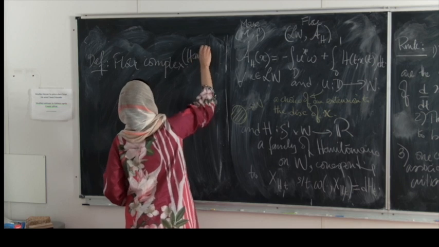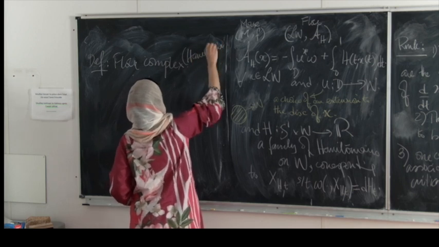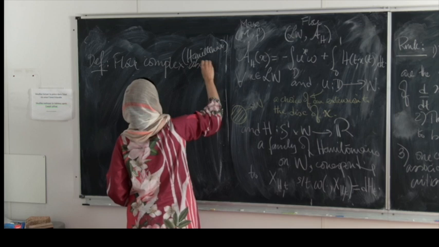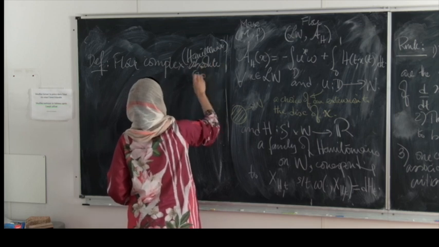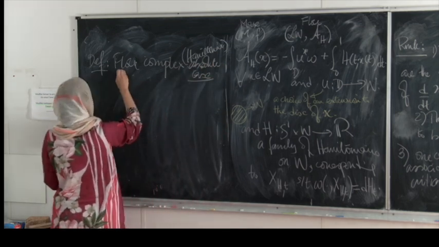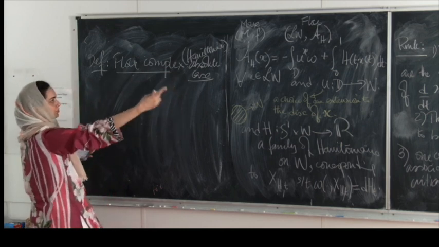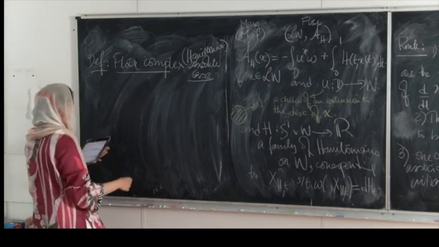This is the Hamiltonian version, or the absolute case. And the other thing that we're going to do is the Lagrangian version, or the relative case.